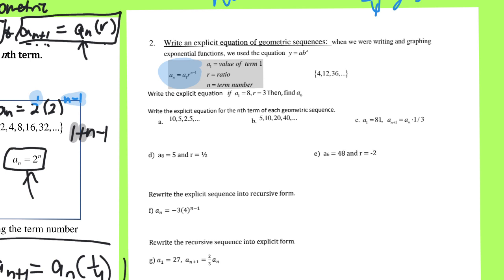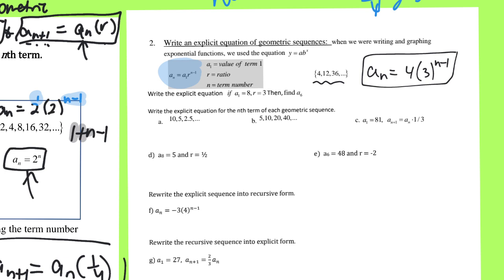So let's do it. The explicit formula is a sub n is equal to the first term, which is 4. The common ratio is 3, and you raise it to the n minus 1. Why? Because for the first term, if you plug in n as 1, you want to multiply by 3 no times. You want to start with 4. For term 2, that's when you multiply just by 3. So every time after that, you multiply by 3.